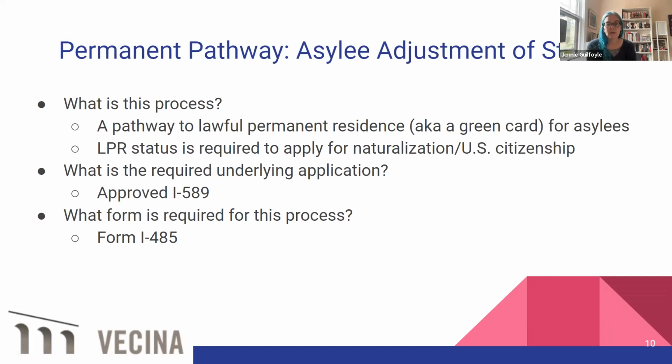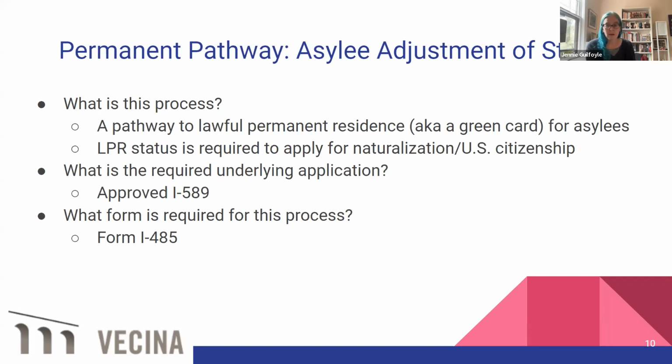That is an application to become a lawful permanent resident, known familiarly as a green card. So to get a green card in the United States, you have to have a special legal pathway open to you, and asylees and refugees have a special pathway to lawful permanent residence.